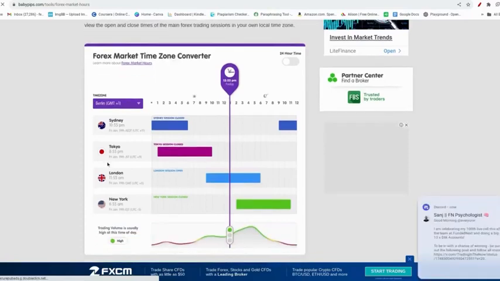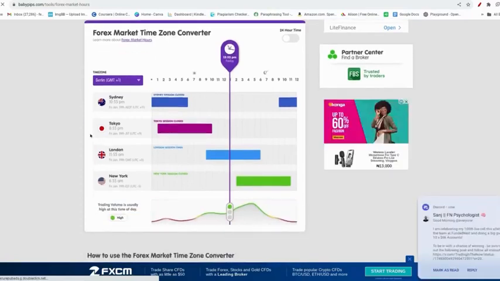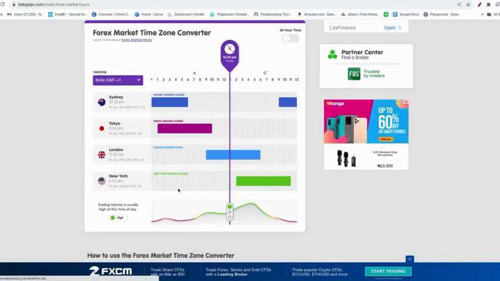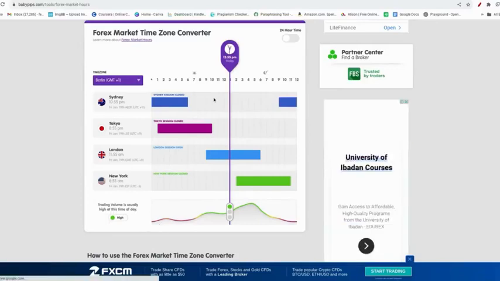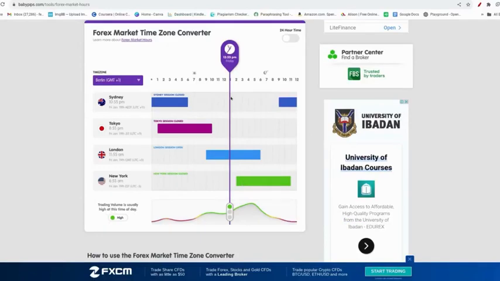As you can see here, as I mentioned earlier, we have the first section just real life as is happening. If you look at the lower portion to the left here, you're going to see trading volume is usually high at this time of the day. So what that means is that if you want to trade during the New York session, it's best you trade within this period here. You can see the graph here. The peak is best you trade between 2 and 11.